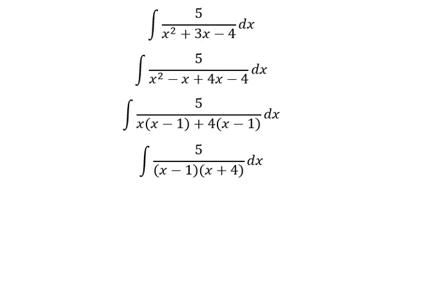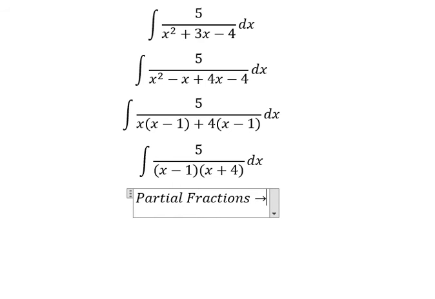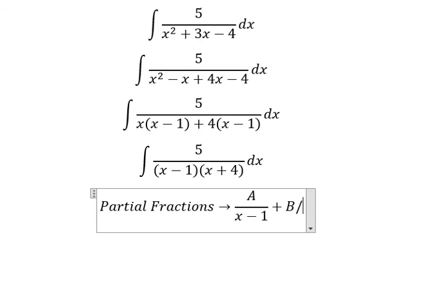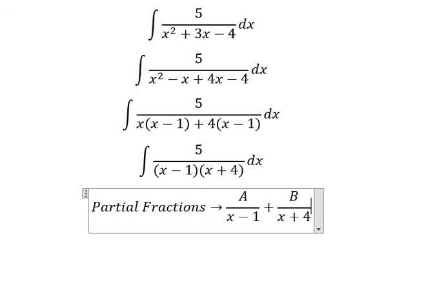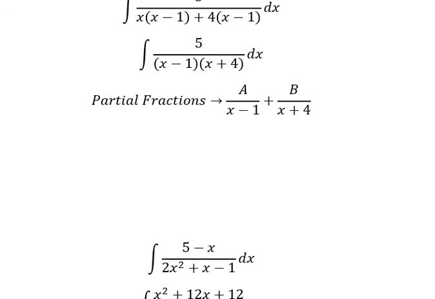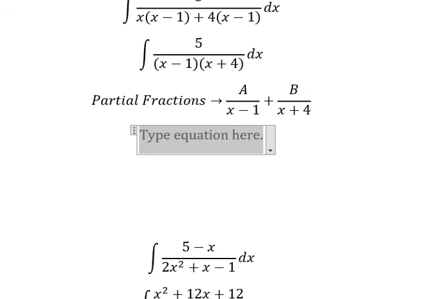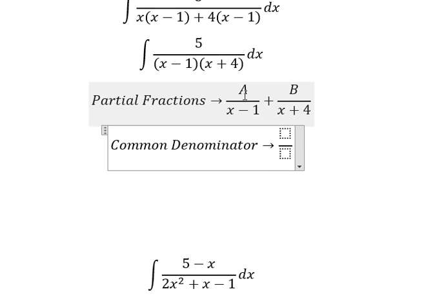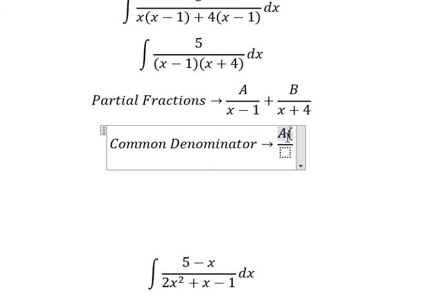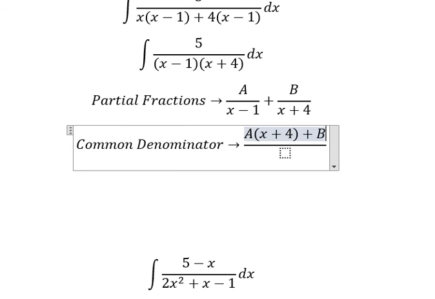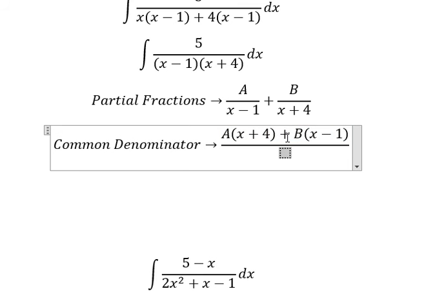Next, we can do partial fractions. So I will put capital A over s minus 1, capital B over s plus 4. Now we do common denominator. So capital A multiplied by s plus 4. Capital B multiplied by s minus 1.